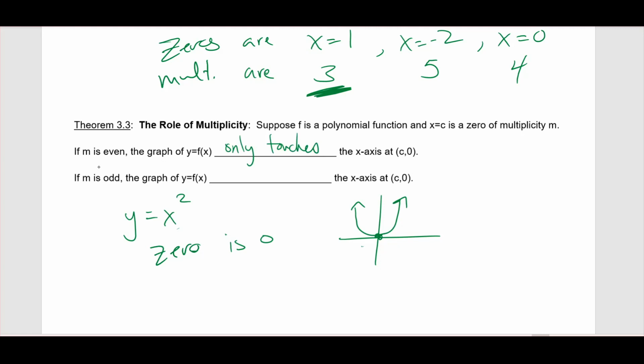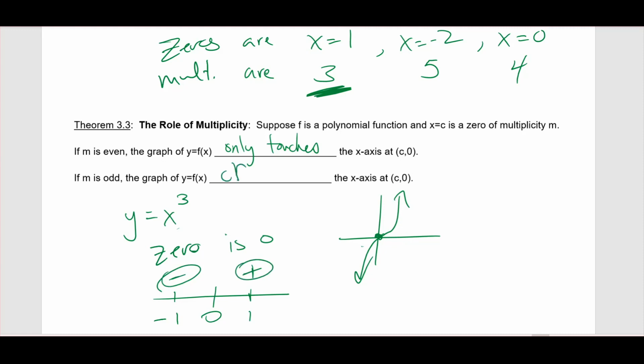Now think about our typical example with an odd power. Well, that's our cube function. And this object does change sign as we move through that 0. If I take something left, like if we're arranging this on a number line, if I take something left and I cube it, it's always going to be negative. If I take something to the right and I cube it, it's always going to be positive. So it switches signs here. So this is going to cross the x-axis at that 0.